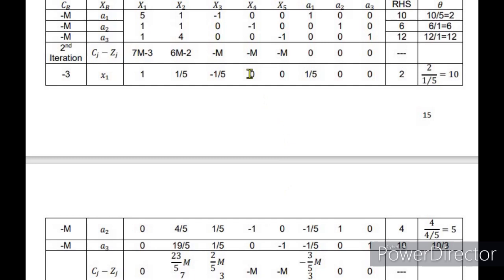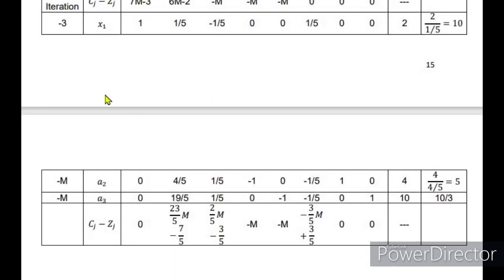So next, since these are zeros, just copy paste the original values. Then 1/5 times 1 is 1/5. Subtract it from the original, then it will be negative 1/5. Then, since these are zeros, just copy the original values. Okay. Next, 1 times 2 is 2. Then subtract from the original, which is 12. So it will be 10.